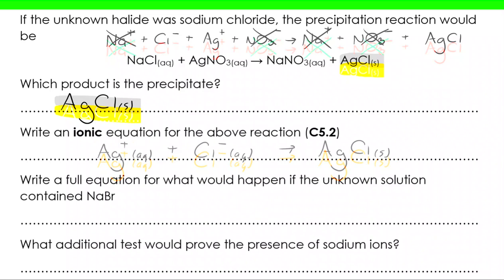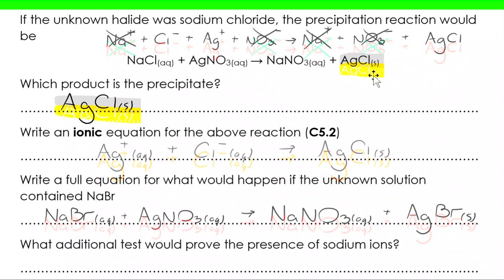So what would the equation be if we had instead done NaBr? Well, it's very similar to the one we've got above, so I'm not going to spend ages going through it. If you substitute the Cl's for Brs, we're done. The AgCl solid is a white precipitate. As we already know from the observations, AgBr solid is a cream precipitate.